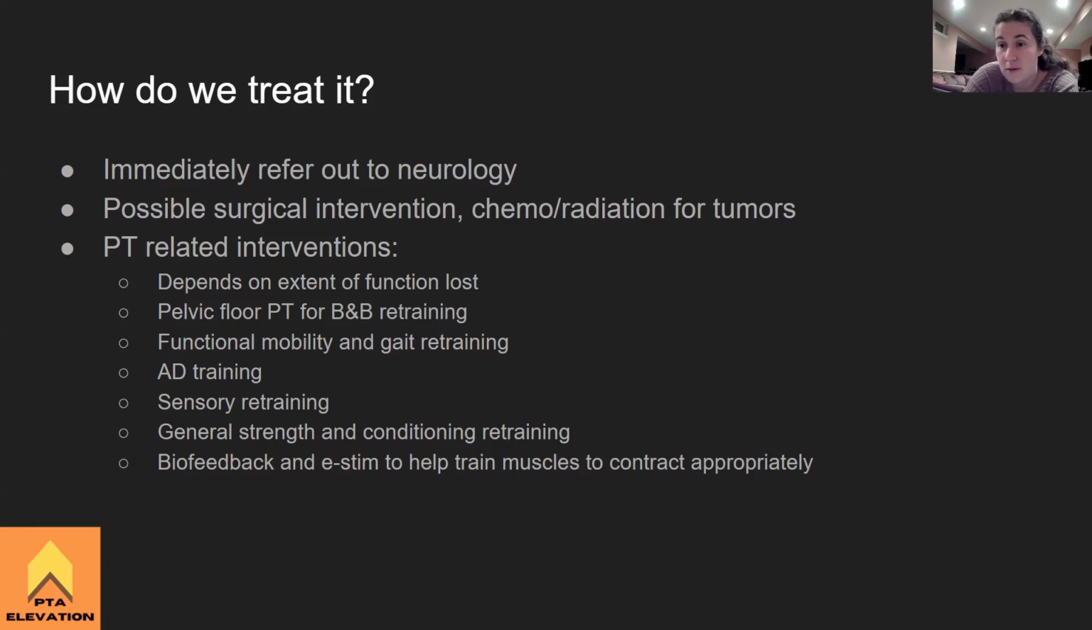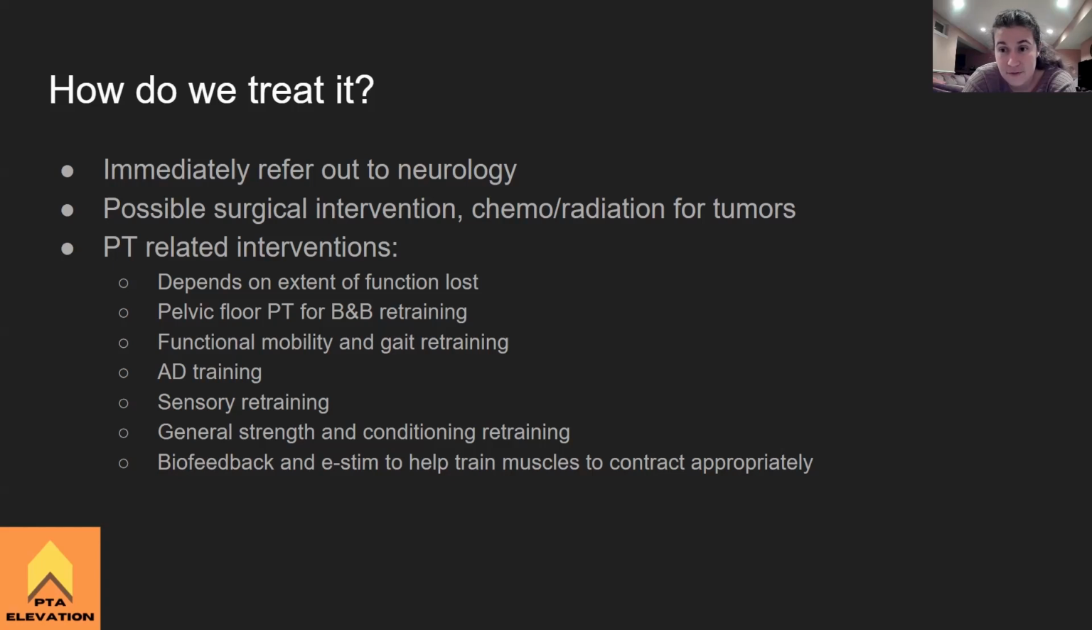So lots of ambulation in parallel bars, working on quad strengthening, working on just hip extension, stuff like that, getting the dorsiflexors to come up. They might need an AFO or something like that for a little bit, because they might have foot drop really bad, but we're working with everything we can to get this patient back to normal.